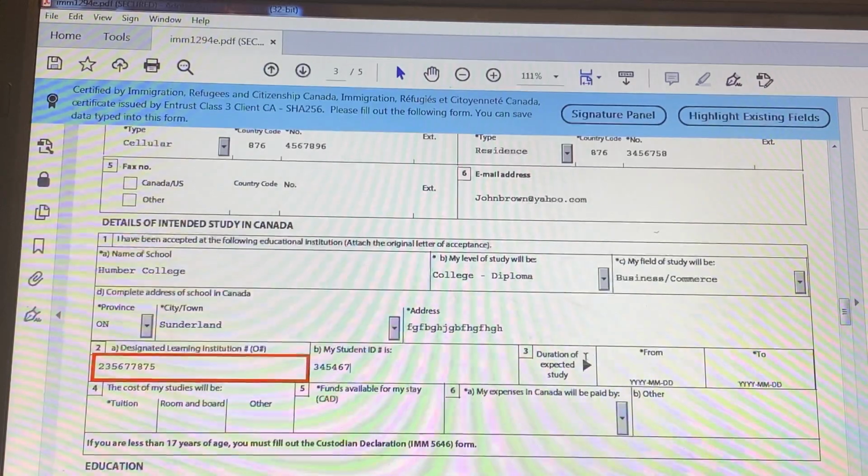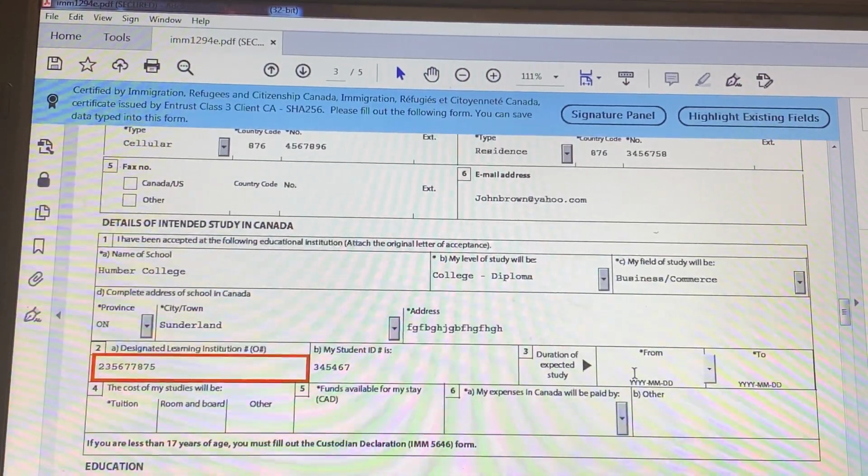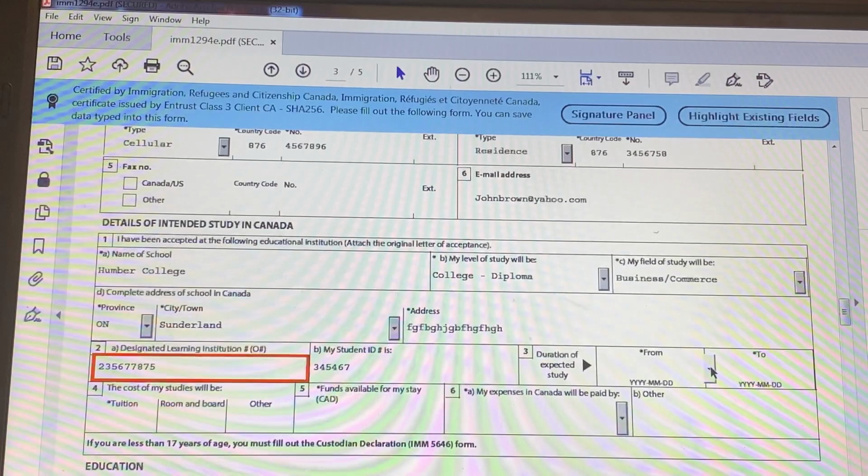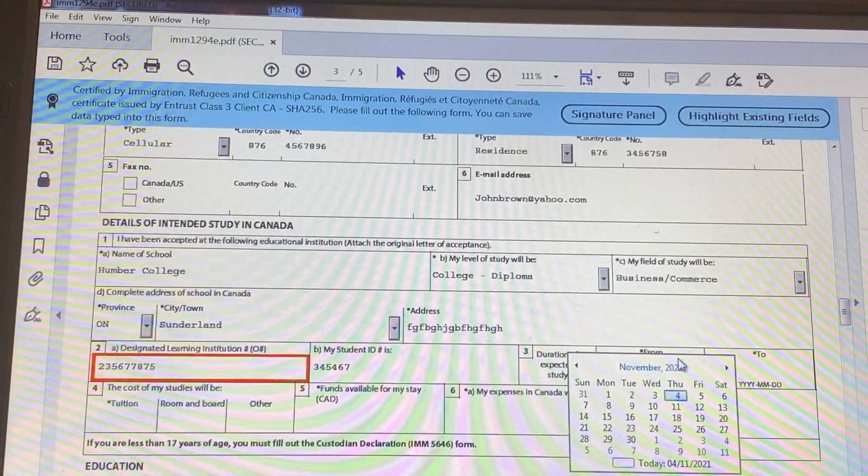The duration or expected length of your studies. If you're starting fall semester, guys, you can just say September, for example.